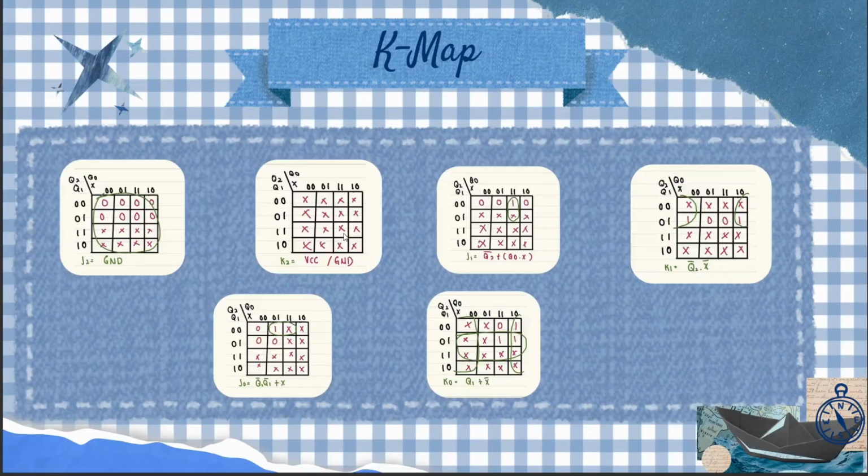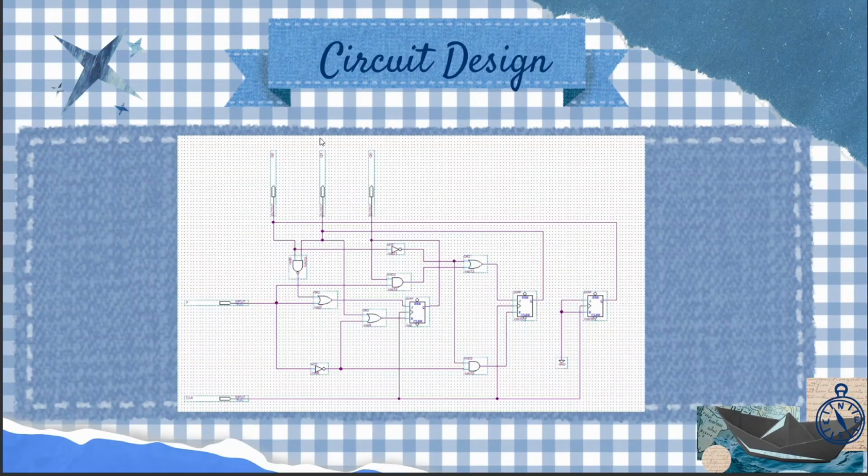For example, the input for J0 was simplified to Q1 multiplied with Q2 plus X, and K0 was derived as Q1 plus X bar. Using this expression, we developed our circuit design in Quartus 2. Our functional simulation result and timing diagram confirm that the system transitions accurately between states 000, 001, 011, and 010 without any glitches. This proves our theoretical model is robust for a physical system.